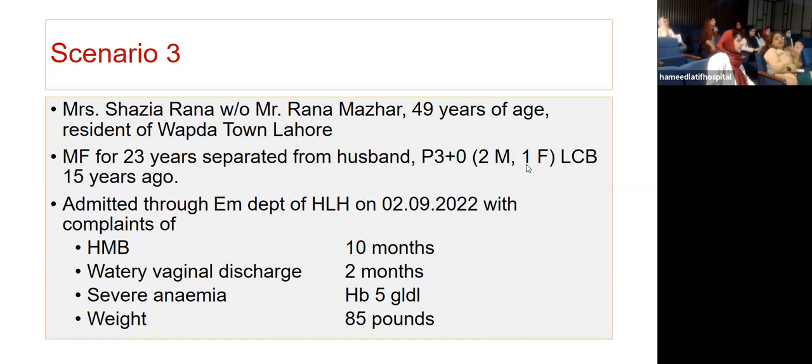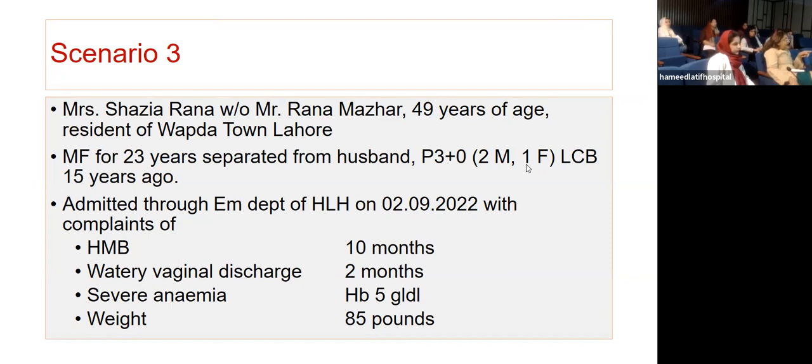Mrs. S, 49 years of age, married for 23 years, separated. It's not important. So when you're giving a summary, you only say those points which are important. Mrs. SR, 49 years, age ही होगी. ठीक है. Para 3+0, separated from husband, presented with complaints of heavy menstrual bleeding from 10 months, watery vaginal discharge, and severe anemia with weight loss.